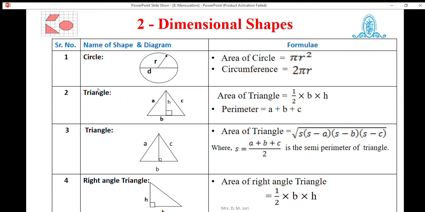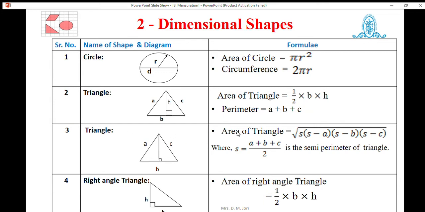The second shape is the triangle. I have considered the second and third as triangle shape here, but there are two different formulae to find its area, so they are listed separately. If all the three sides are given, a, b and c are the three sides, h is the height of that triangle, then the area of the triangle is half into base into height. Its perimeter can be calculated by simply adding all the sides. It's a sum of all three sides.